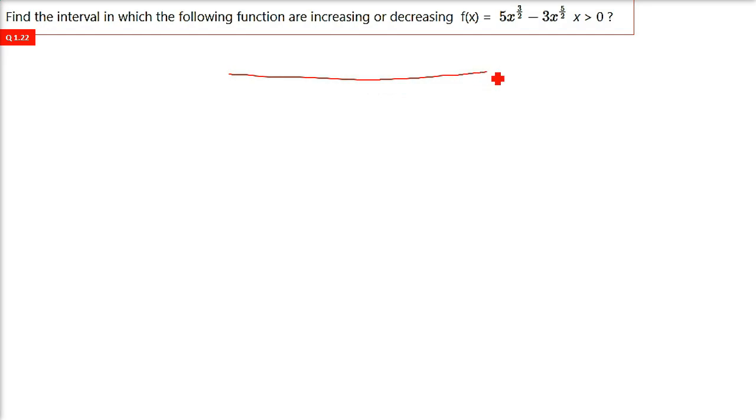Now this is the number line. If I want to represent, this is 0, this is 1. This is negative infinity, this is positive infinity. So we have to include 0 and 1 because we have got these two as the critical points. For increasing, f'(x) should be greater than 0. So it should be 15 by 2 x raised to half (1 minus x) greater than 0.